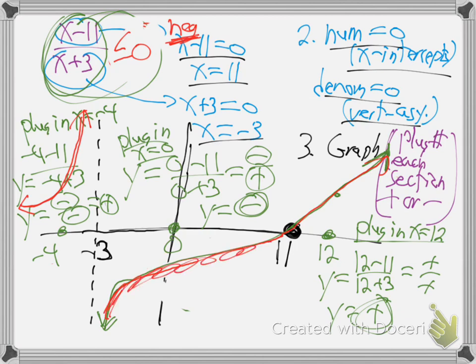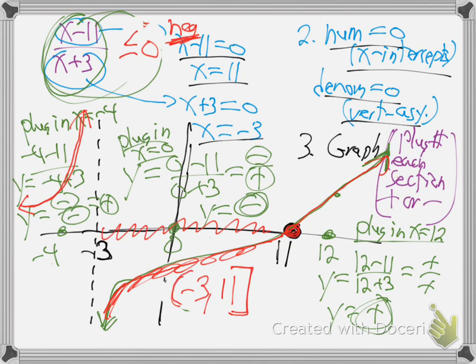It's less than or equal to 0 between negative 3 and positive 11. And the 11 gets a bracket because we do have the equals. You want less than or equal to 0, so you do want right where it equals 0, which is right at 11. You want a bracket there. But the negative 3 is a vertical asymptote. You never touch those, so that's a parenthesis. There we go.